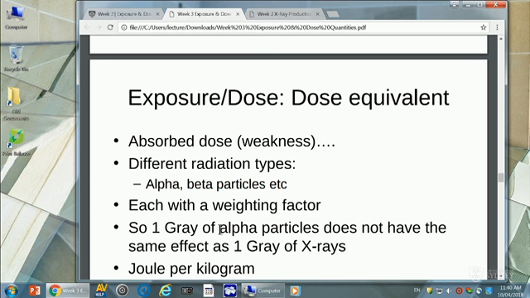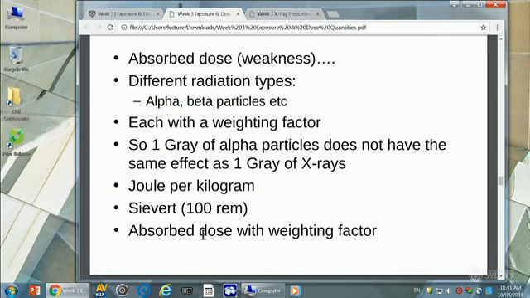So what this all means is that different radiation types have very different effects. And we give each radiation a weighting factor dependent on its effect. For alpha particles, we give a weighting factor of 20. So what that means is 1 gray of absorbed dose equals 20 sieverts of dose equivalent. So 1 gray of alpha particles equals 20 sieverts of dose equivalent.